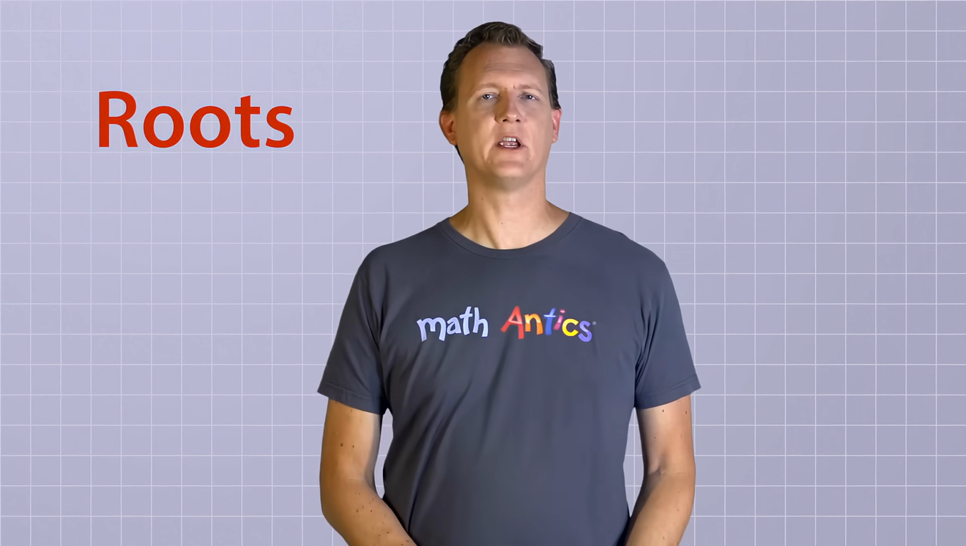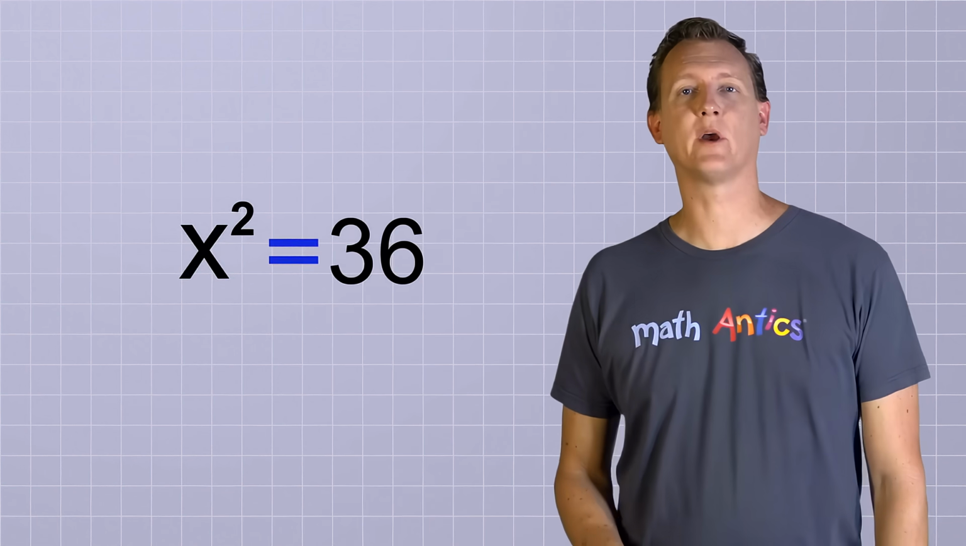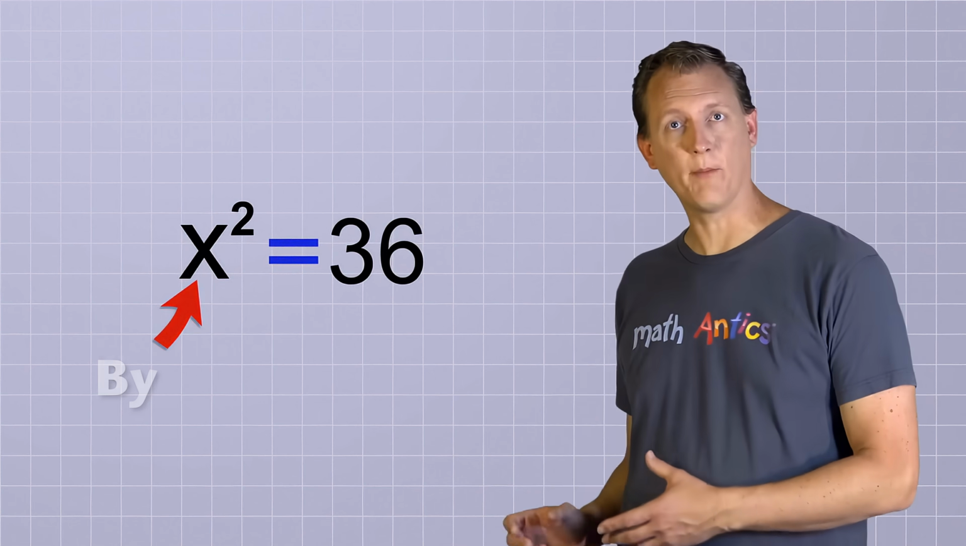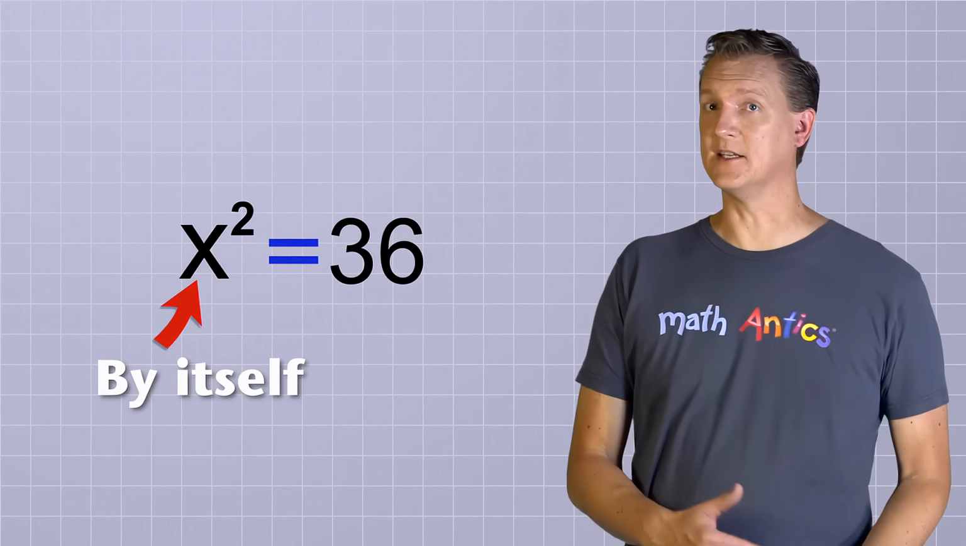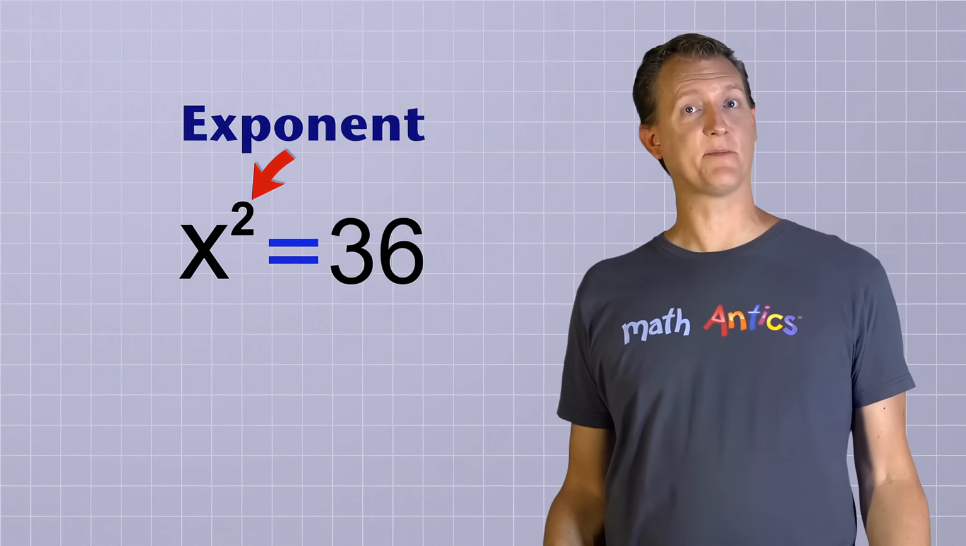What about simple equations that have exponents instead of roots? Like this one, x squared equals 36. Again, we need to get the x all by itself, which means we need to deal with the exponent on this side of the equation. How do we undo an exponent?